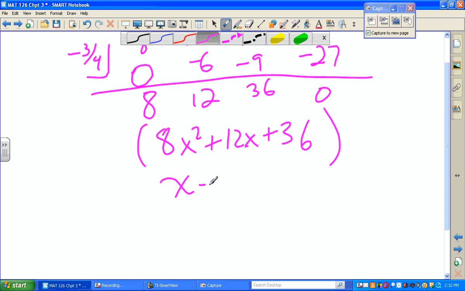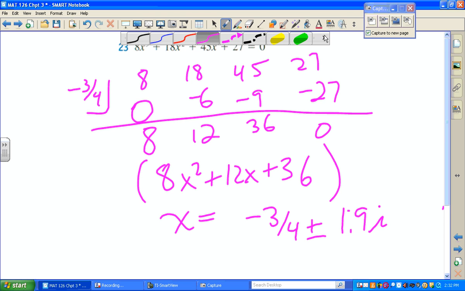So what'd you get for the quadratic? 8, 12, and 36. When you put in 8, 12, and 36, what do you get in the quadratic? -3/4 plus 1.9i? And then the negative? Yeah. Now solutions? Or are you supposed to factor it? I think now you just find the solutions, don't you?